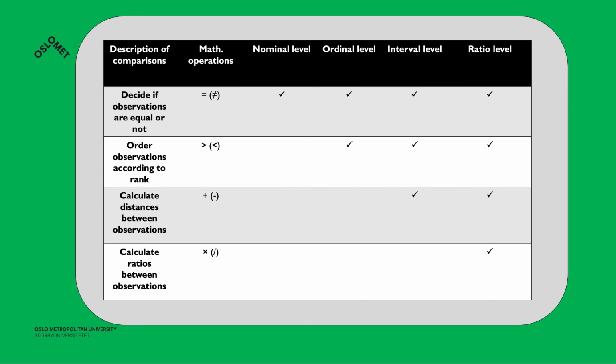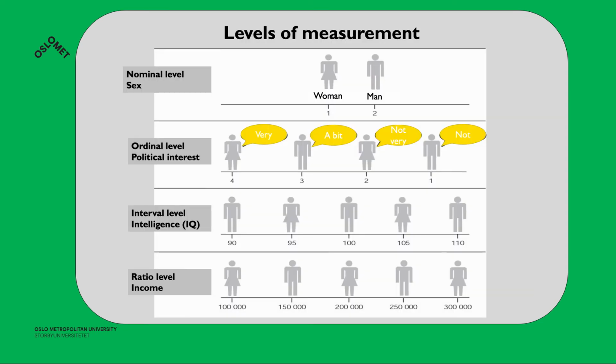The variable income, for example, has a natural level of 0. You can earn 0 Norwegian kroner or $0. So that's the difference between the ratio and the interval level. At the ratio level, you have a natural point of 0.